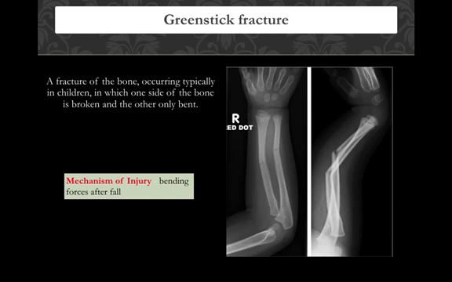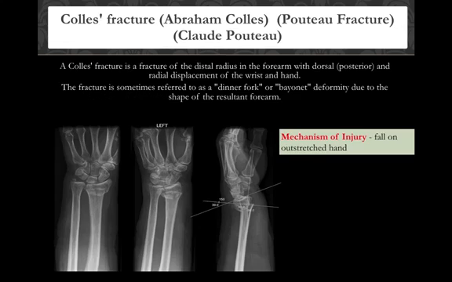Greenstick fracture. Greenstick fracture occurs in children. This is an injury where one of the cortices breaks and the other cortex bends. This is seen in children, a common pediatric injury. Now we come to the injuries around the wrist.